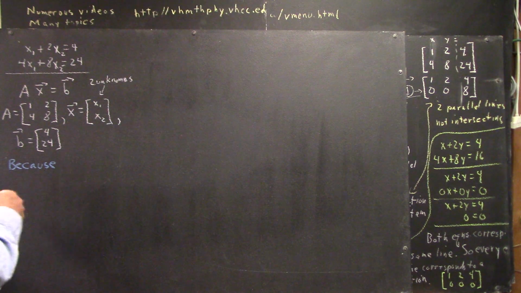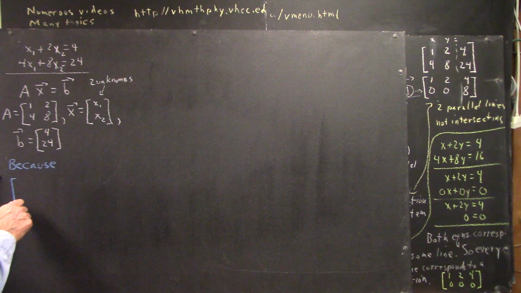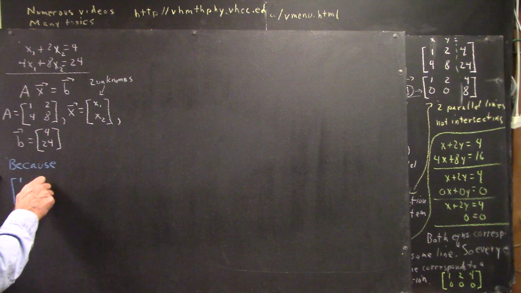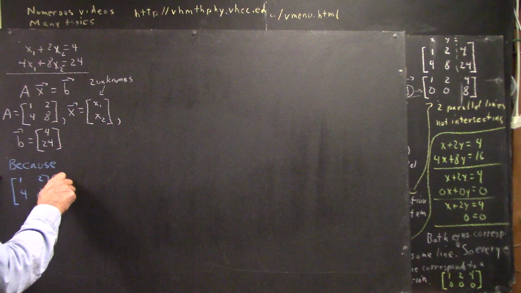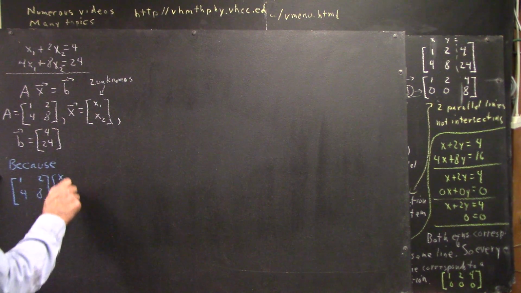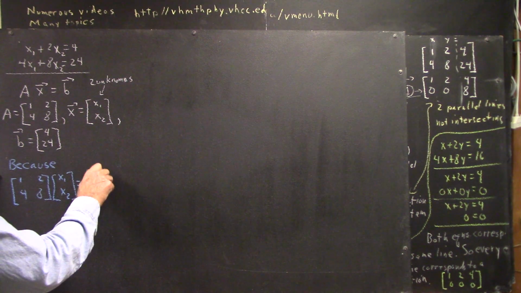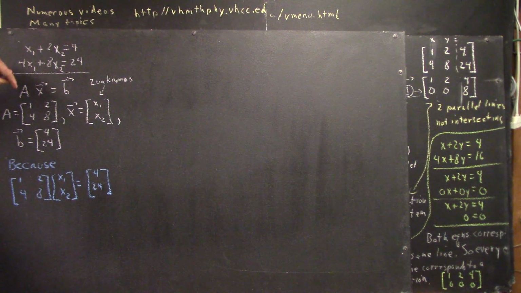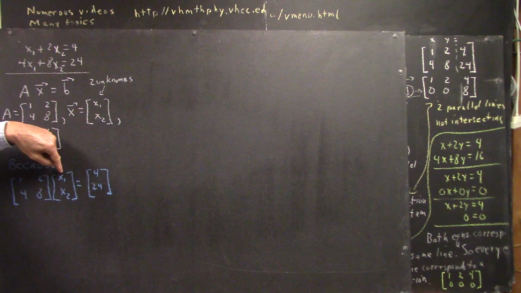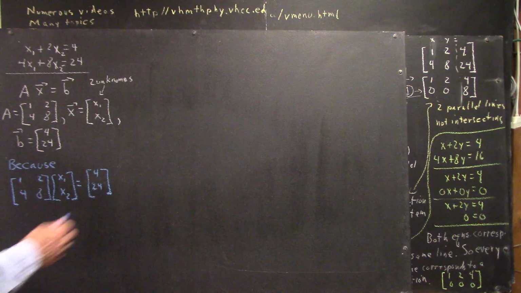Of course, I'm assuming you know matrix multiplication at the time you're seeing this. 1, 2, 4, 8 multiplied by X1, X2 equals 4, 24. Now that's just my matrix equation: A here, the X vector here, the B vector here. Okay, that's what it says.